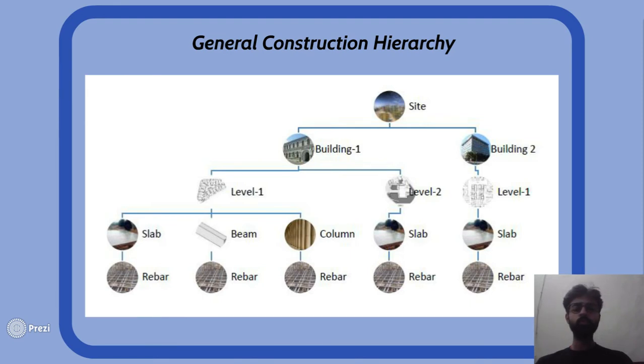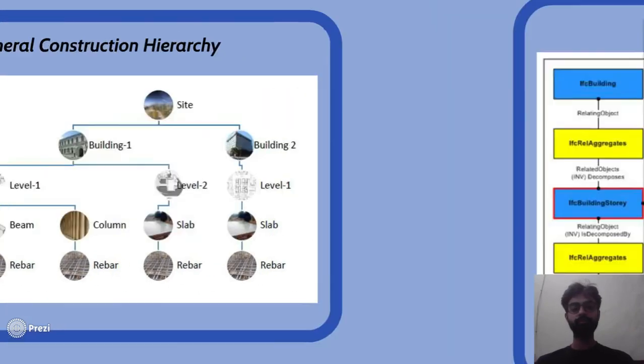Then each building story can have different components. They can be structure components, architecture components, or the MEP fittings. So our focus was on structure components. Then we can see slab, beam, columns, and each of the structure components has its respective reinforcement details, that is the rebars. They are embedded in these parent structures.